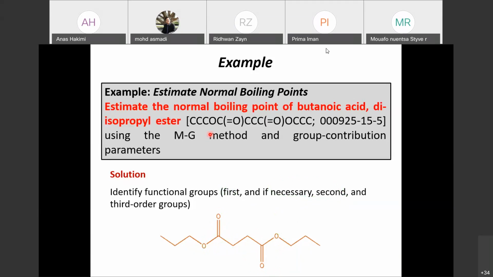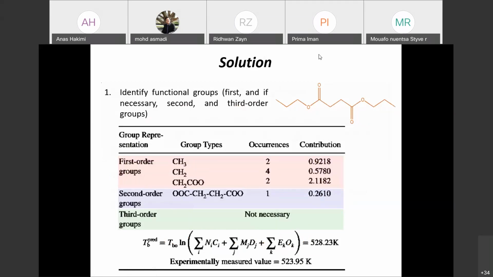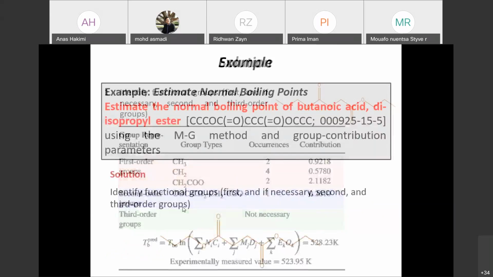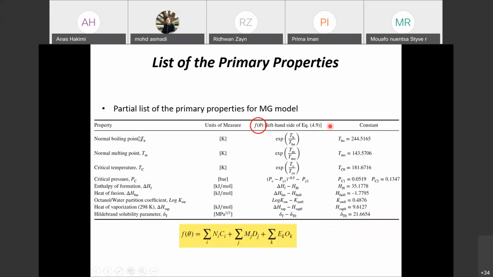Okay, let's recheck. Look at here: in first order we have two CH3, 4 CH2, and then CH3COO. And second order 1. Third order is not necessary. So to calculate the normal boiling point, just substitute into the primary properties models. This one is on the right side. If you remember the left side for the normal boiling point, you use this equation.